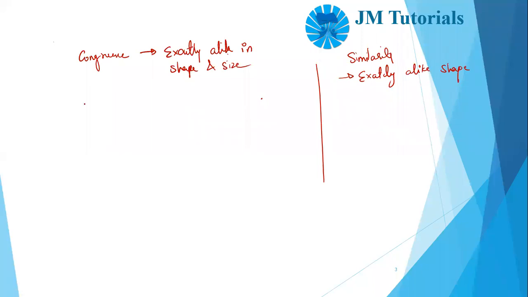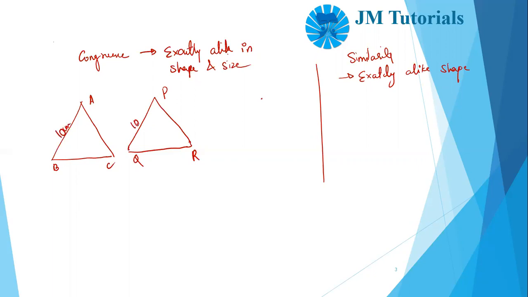So if I look at this triangle, if I draw an exact duplicate of this, so if I say ABC and if I say PQR. Now suppose this is 10 centimeters, this is also 10 centimeters. Suppose this is 5 centimeters, this is also 5 centimeters. And suppose this is 14 centimeters, this is also 14 centimeters. So both of these are exactly alike in shape as well as size. So if I try to keep this one over this one, they are going to overlap.